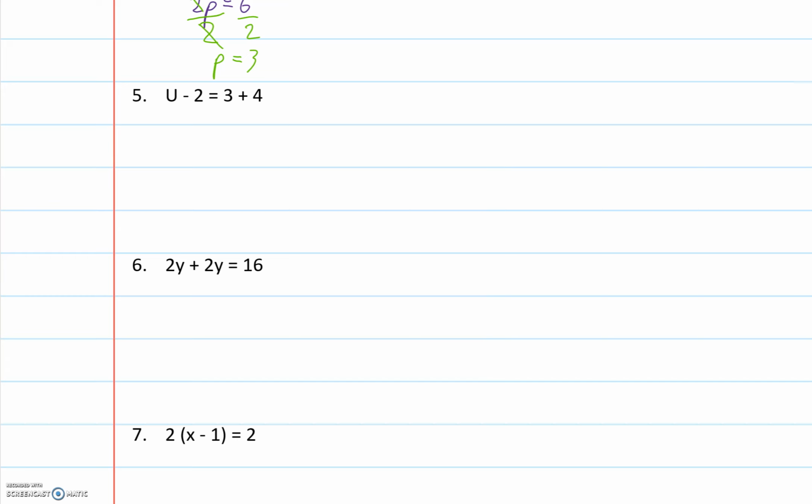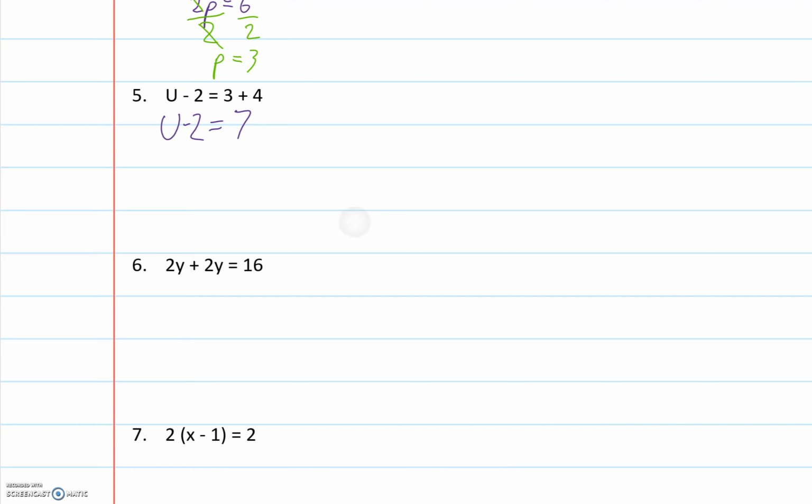We want to get the u by itself, but I can already see that I can simplify something. So this is where we can actually simplify it beforehand a little bit. If you can see some numbers, add them together or multiply them together first. So I'm going to do that right now. 3 plus 4 is 7.